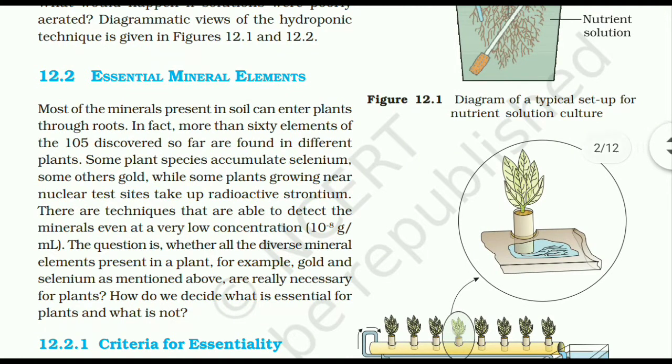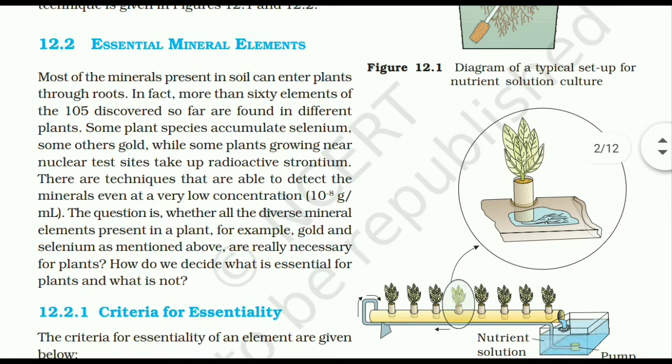12.2 Essential mineral elements. Most of the minerals present in soil can enter plants through roots. In fact, more than 60 elements of the 105 discovered so far are found in different plants. Some plant species accumulate selenium, some others gold, while some other plants growing near nuclear test sites take up radioactive strontium. There are techniques that are able to detect the minerals at even a very low concentration, that is 10 to the power minus 8 gram per milliliter.